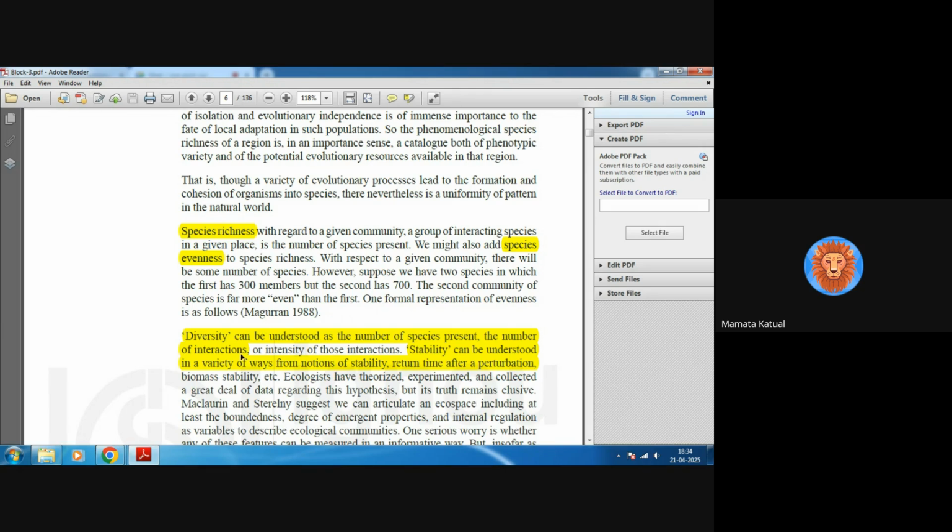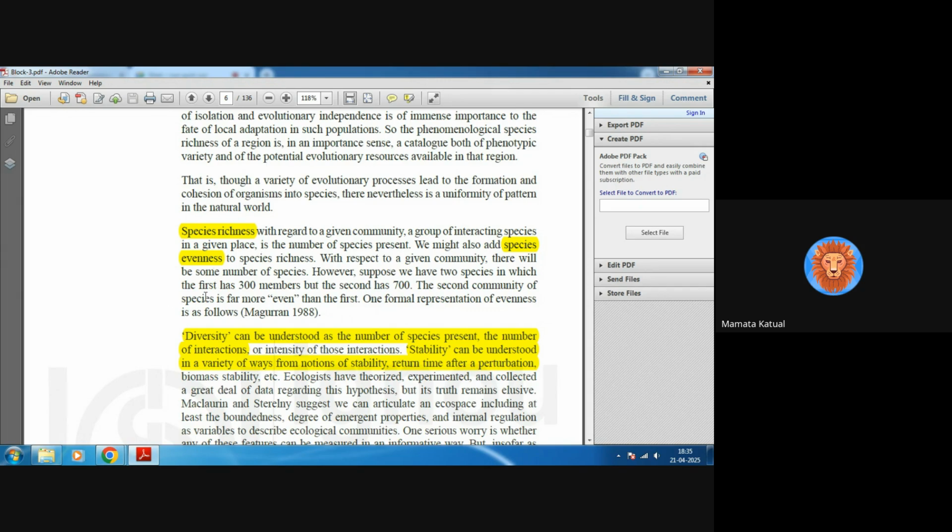So in a community, many organisms are present. Not only are they present, but they also interact. A group of interacting species in a given place, how many species are present in a given place, is the species richness. So we shall also study the species evenness, not only species richness.